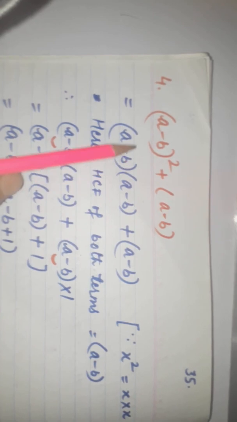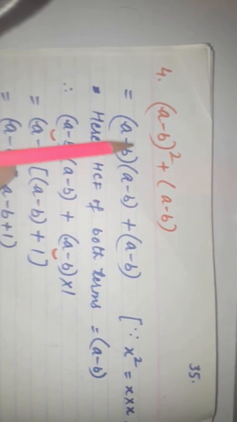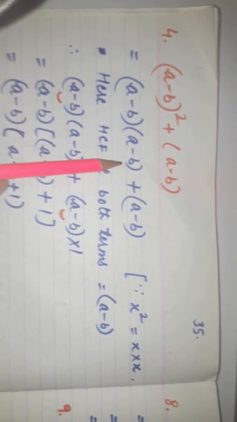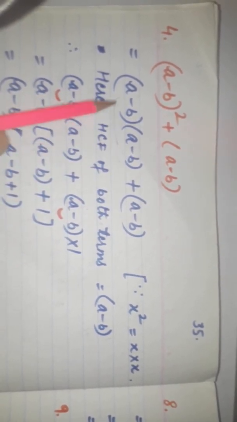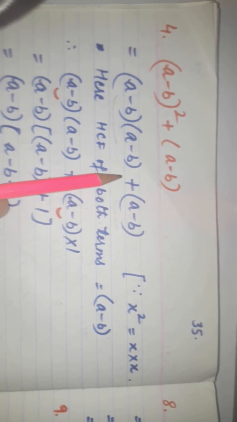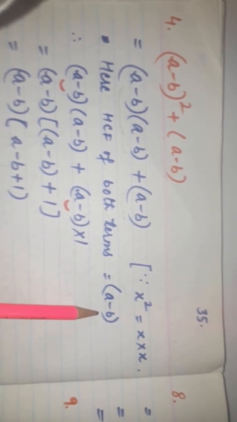Fourth part. In this part, (a minus b) square plus (a minus b). So there are two terms, one is this and the second one is this. We can split it as (a minus b) into (a minus b), because x square is x into x. Similarly this term is there, plus (a minus b) as it is. Now in this case, this is one term and this is another term, because the plus sign is there. So which one is the highest common factor between these two? In this case (a minus b) is the highest common factor.